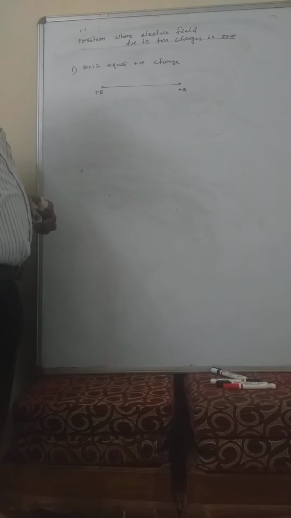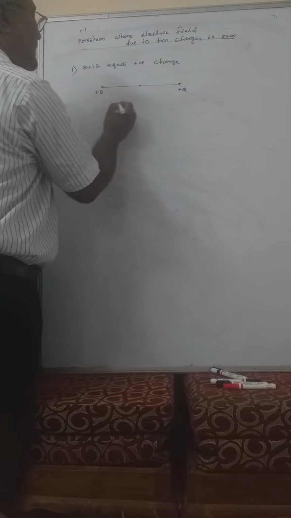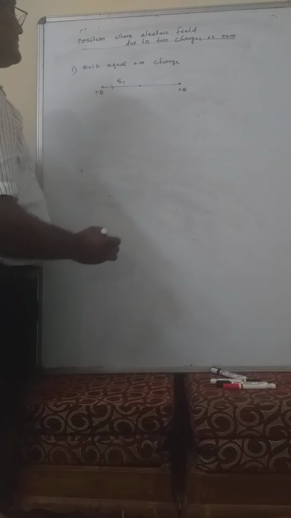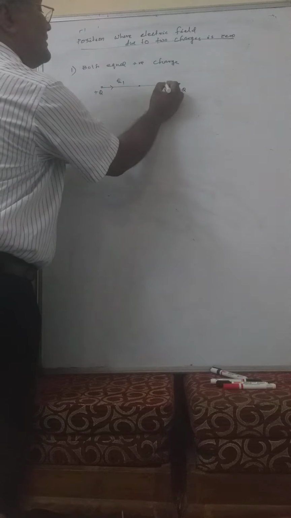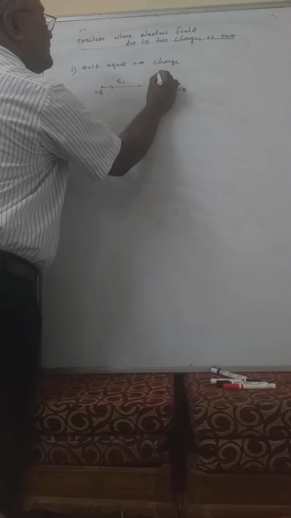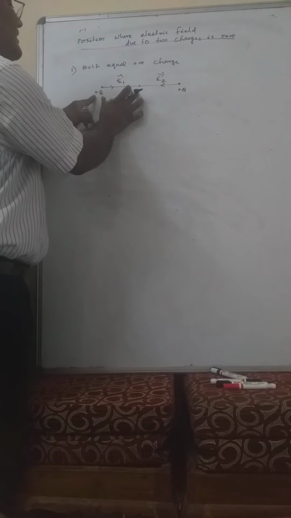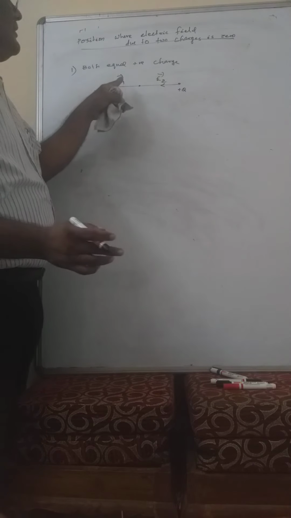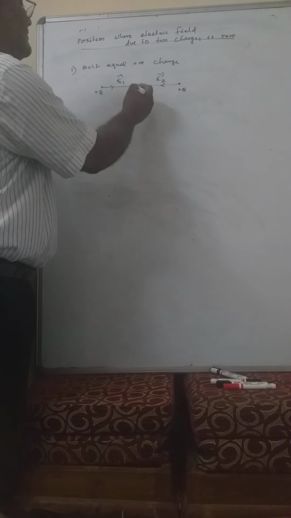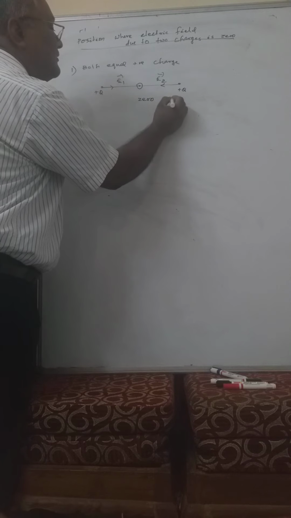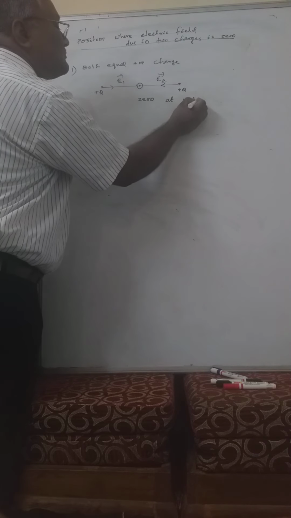Let us consider this is capital Q, this is another capital Q. Where will the field be zero? It will be at the middle. Why? This is capital Q, the direction of electric field due to the Q charge at the left is like this, and the direction of the field due to the other charge will be like this. These two fields are equal and opposite because the charge is the same and the distance is the same, so the field is in opposite directions. So the field will be zero at the middle. This is the first point.